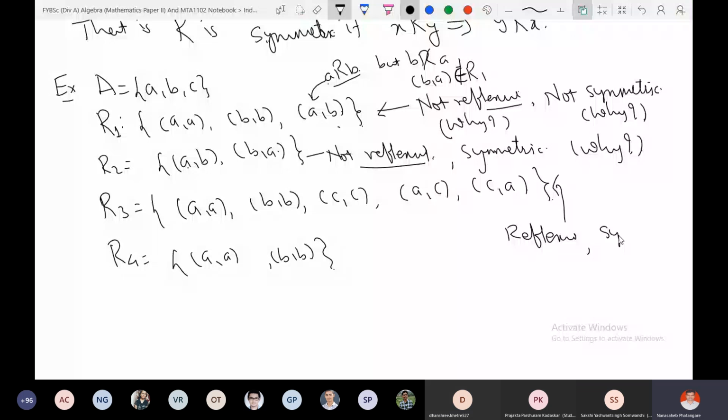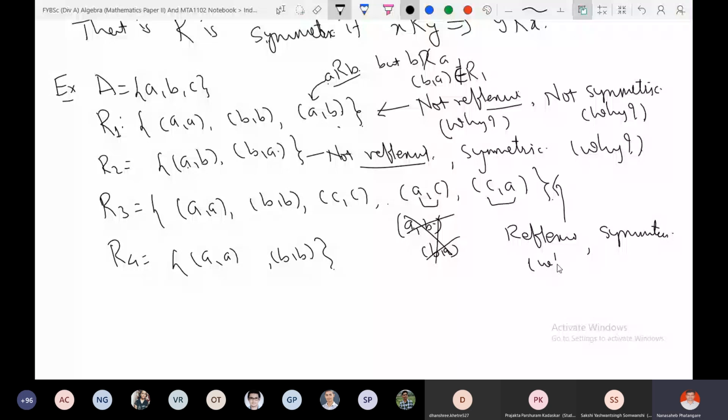Symmetric also because A is related to A, B is related to B, C is related to C. Now if A is related to C, then C is related to A. That condition fails. Now A is related to B, and B related to A, we are not worried about this because A is not related to B with respect to this relation. So we do not bother about whether B is related to A, right? So we are not worried about A related to B and B related to A, because A is not related to B with respect to R3.